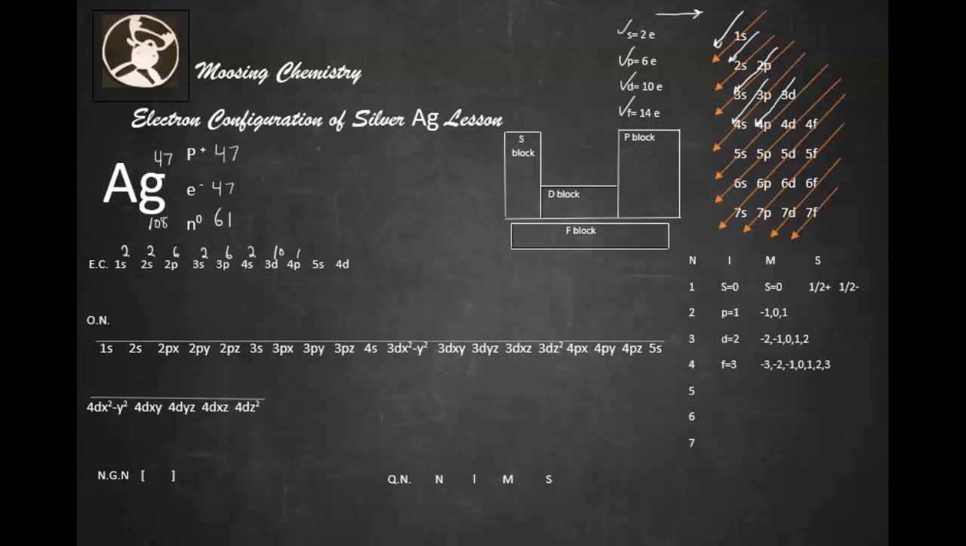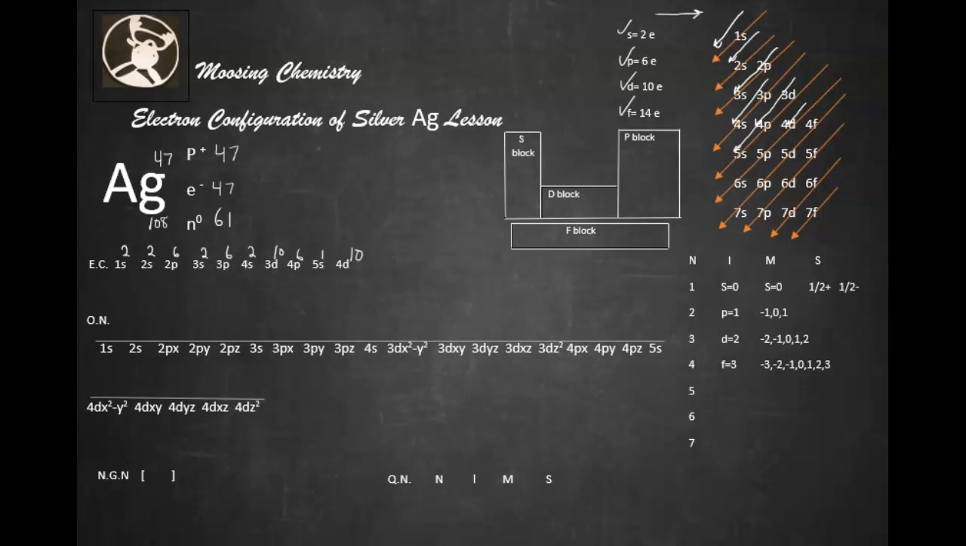Notice I'm stalling again, because we're one away from filling the D shell. So we're only going to make this 5s1. See that? And then we're going to make this 4d10. Snarled. It'll be much more apparent when you do this using Hund's rule, okay?